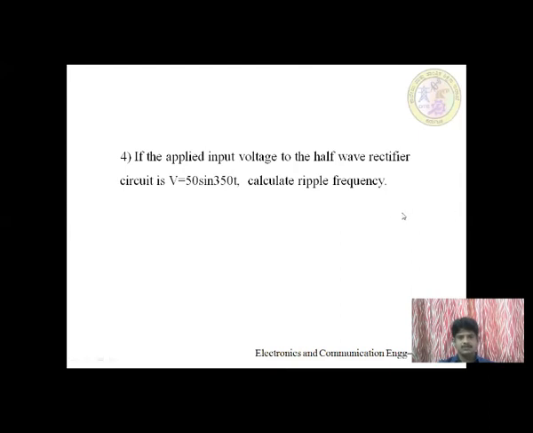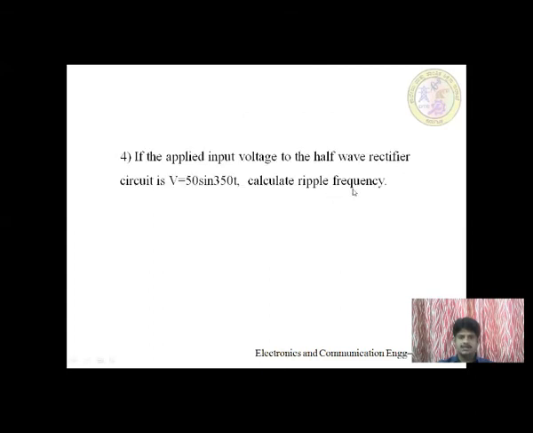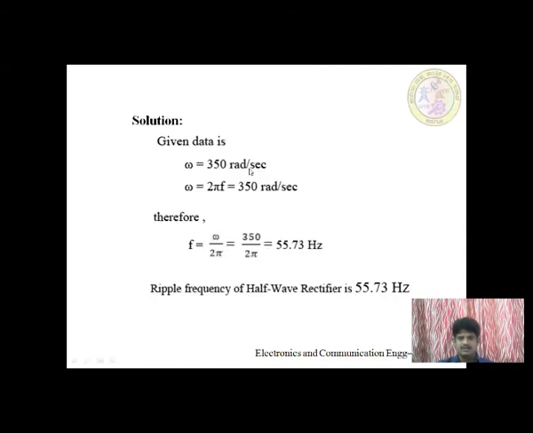The prerequisite is obviously that it is asked to calculate the ripple frequency. That means we need to know the ripple frequency F that we have to calculate. So first we need to know omega is equal to 2 pi F. So with this in mind, omega is 350 rad per second. Omega is equal to 2 pi F. So you have to simplify this.